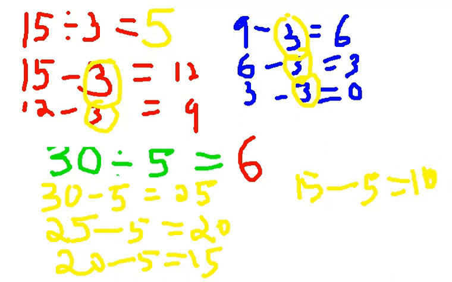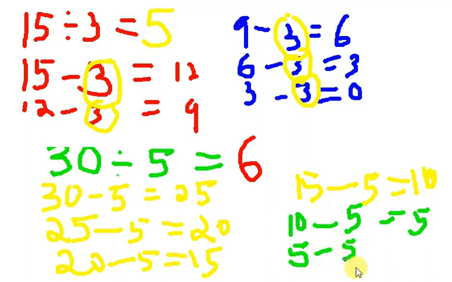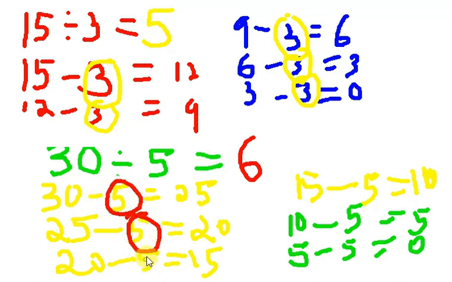Good. We also have 10 minus 5. Then we have our 5. Now this 5 comes to the operation, so we have 5 minus 5 being equal to 0. Now that we have 0, we can then count the number of 5's that were subtracted. And we have 1, 2, 3, 4, 5, 6. This implies 30 divided by 5 is equal to 6.